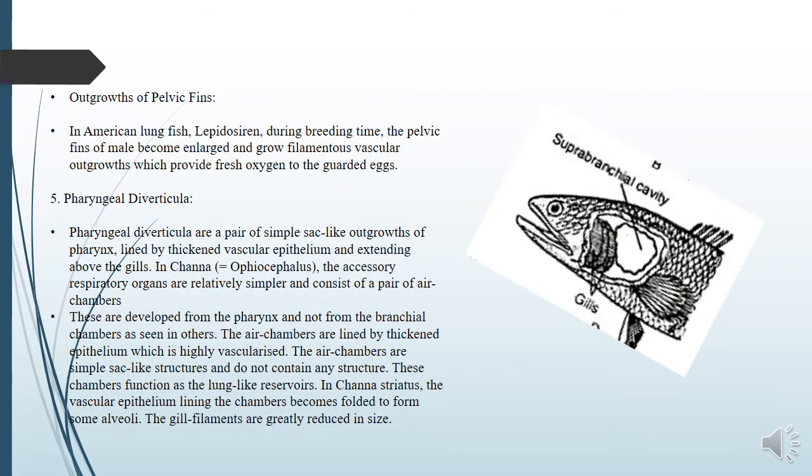Outgrowth of pelvic fins. In the American lungfish, Lepidosiren, during breeding time, the pelvic fins of the male become enlarged and grow filamentous vascular outgrowths which provide fresh oxygen to the guarded eggs.